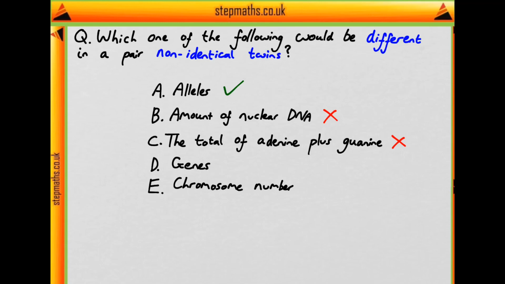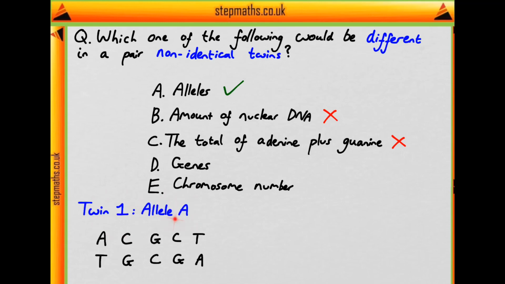I'll explain why. So let's say that twin 1 has allele A for gene A, and this is the DNA sequence for allele A. And let's say that the twins differ through twin 2 having the recessive allele, lowercase a, for gene A. And the way that the dominant allele A differs from the recessive allele a is this substitution here. This guanine has been substituted for an adenine, and so has resulted in a thymine on this side in allele lowercase a, compared to a cytosine on allele capital A.